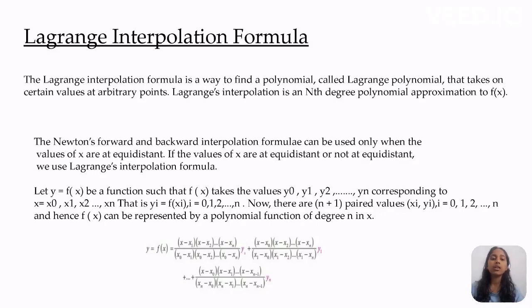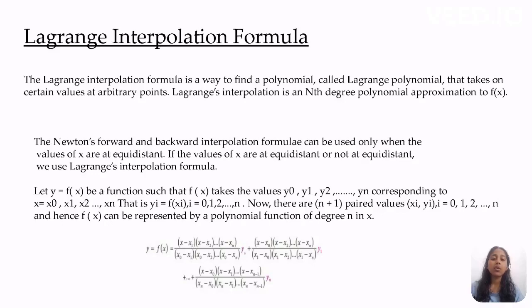It takes on certain values to calibrate the points. Lagrange's interpolation is the nth degree polynomial approximation to f of x. Newton's forward and backward interpolation formulas can be used only when the values of x are equidistant. When the values of x are not equidistant, we use Lagrange's interpolation formula.